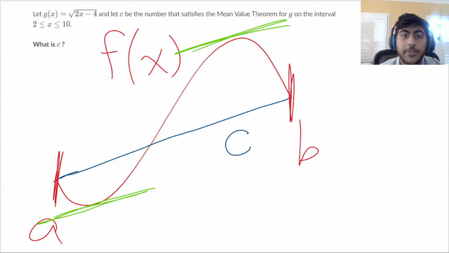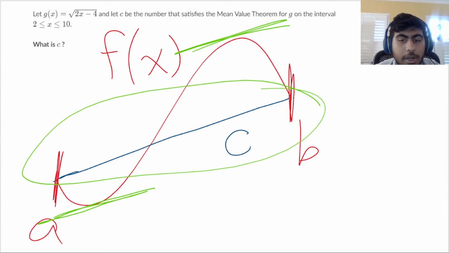Now, when you're doing a free response question and trying to justify this, first you say that f of x is both continuous and differentiable. That's your first thing. Then you have to actually find the average rate of change. Once you find it, then you know that there's going to be some c, some number on this interval from a to b where the derivative of the function at that x is the same as the average rate of change.